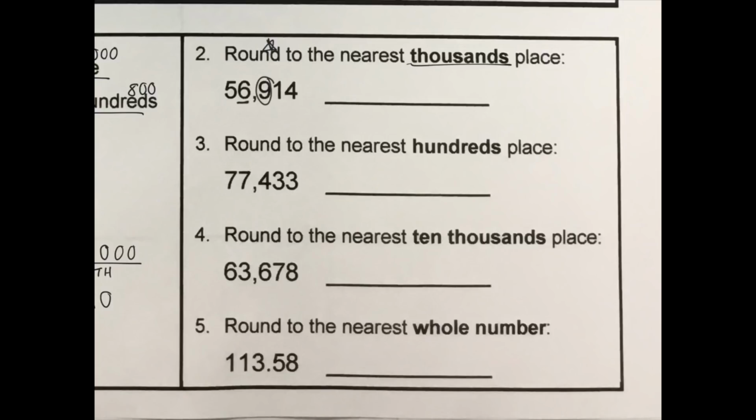It's a 9. Say the phrase, 5 or above, give the underline a shove. So my 6 shoves up to a 7. The left side stays the same, so I'll write 5, change the 6 to a 7. Now I'm getting to my circle side. That all changes to zeros, and I get an answer of 57,000.